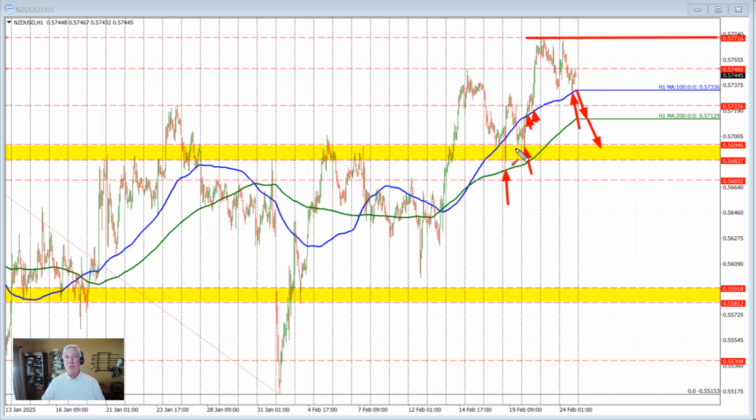In which case, we open up the door to retrace what those levels were that held support. So that's going to be the key question, not only today but going forward. Watch the 100-hour moving average.